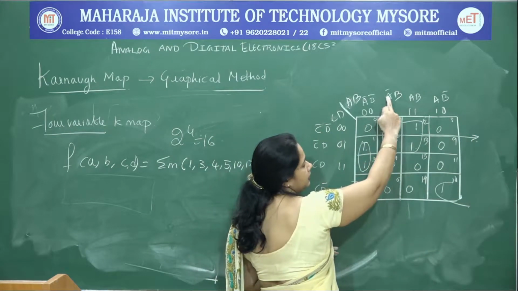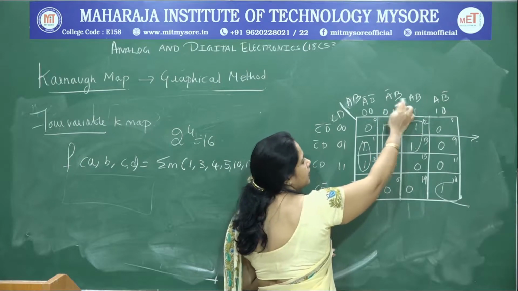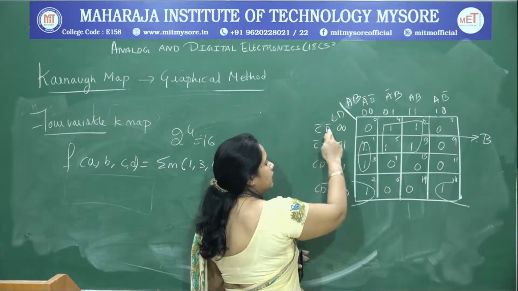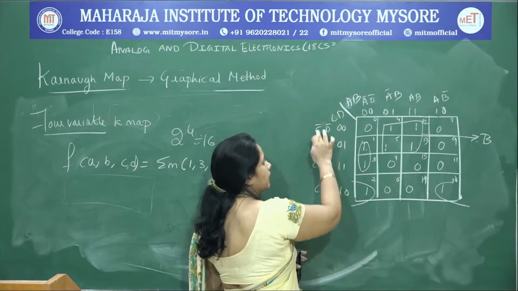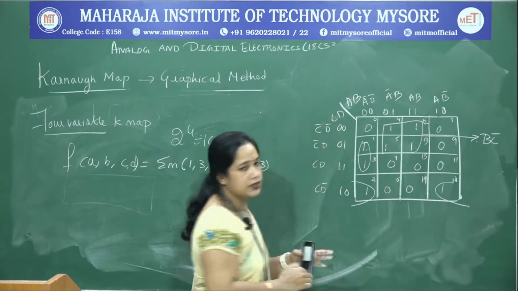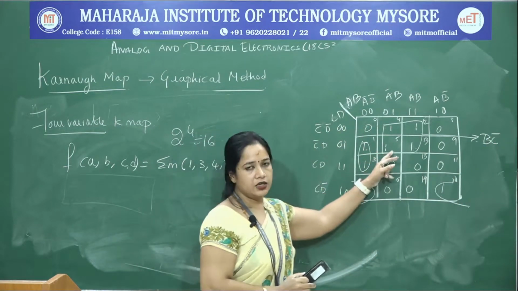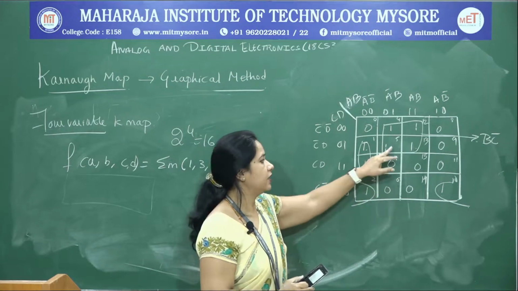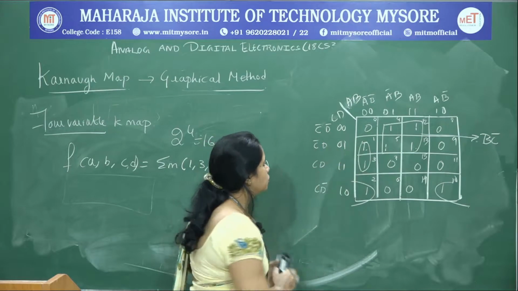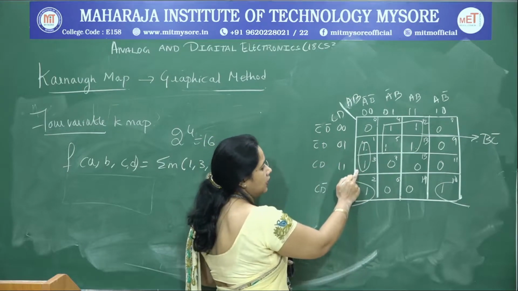A is not common, it is A bar plus A, it is eliminated. We have B, and if you look here, D bar plus D is going to be eliminated. We end up getting only C bar. As I have already told, if you identify a quad, two variables are eliminated. Here we are eliminating D as well as A. So, here we have a pair.